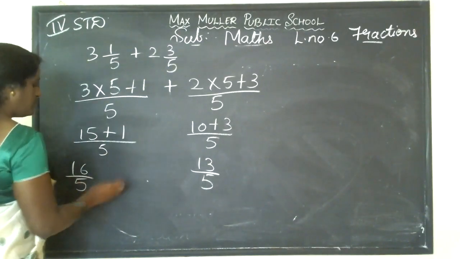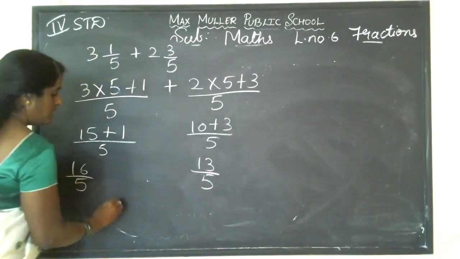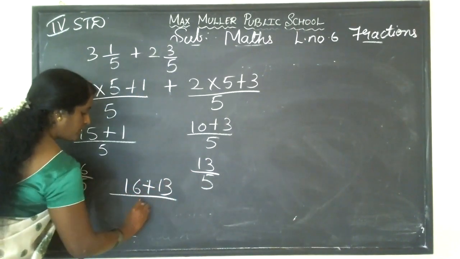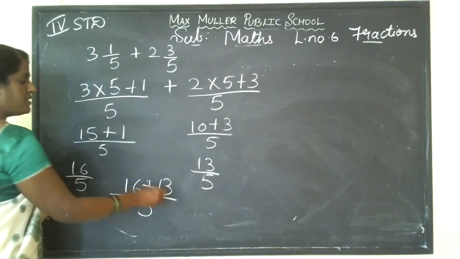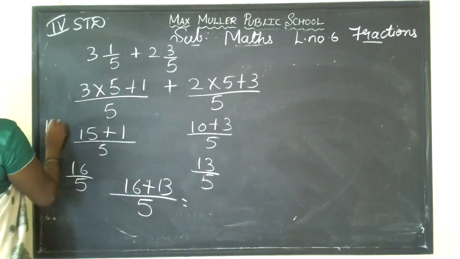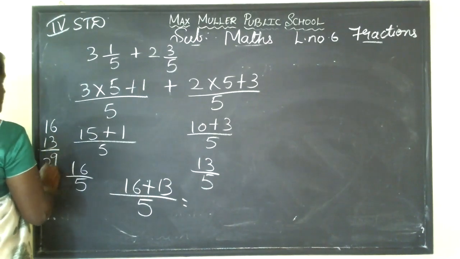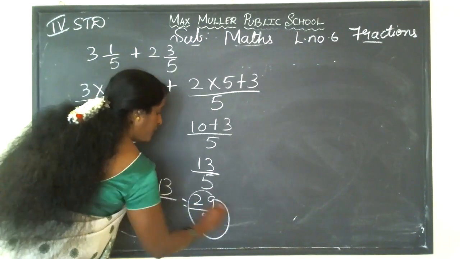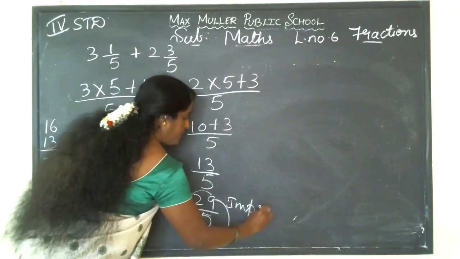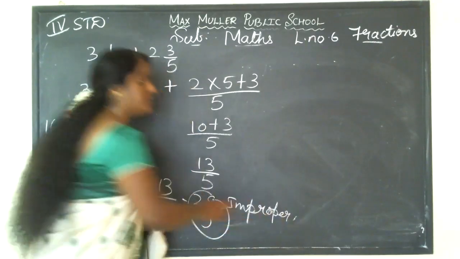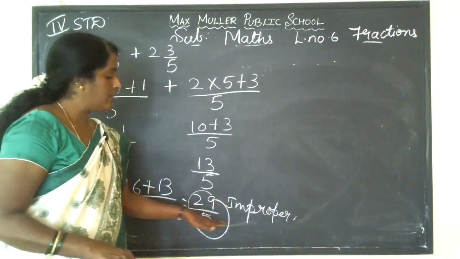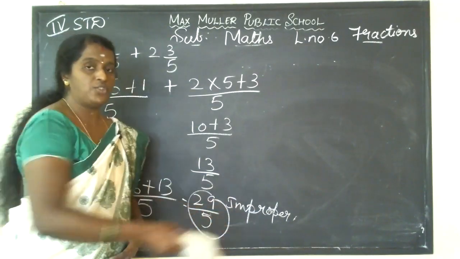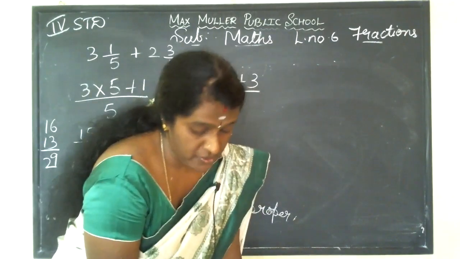16 plus 13. 16, you should write here. 16 plus 13, denominator will be the same. So 16 plus 13 equals 29 by 5. So this is improper fraction. Improper fraction means numerator will be greater, denominator will be lesser. So how should you change it, children? Change into mixed fraction.